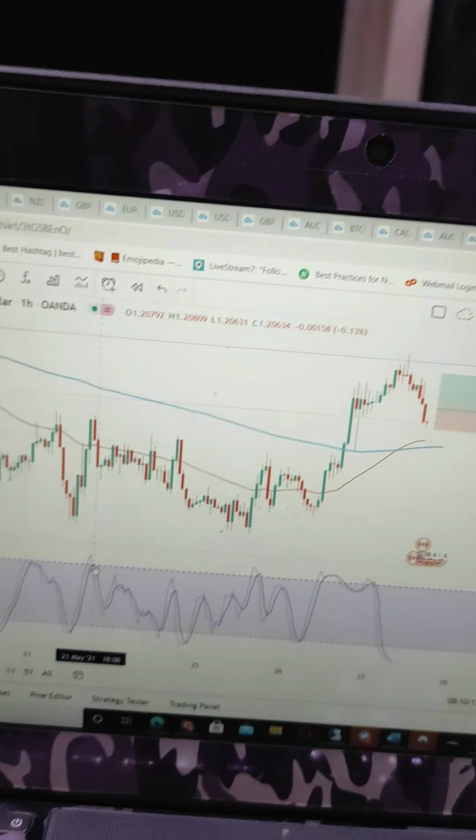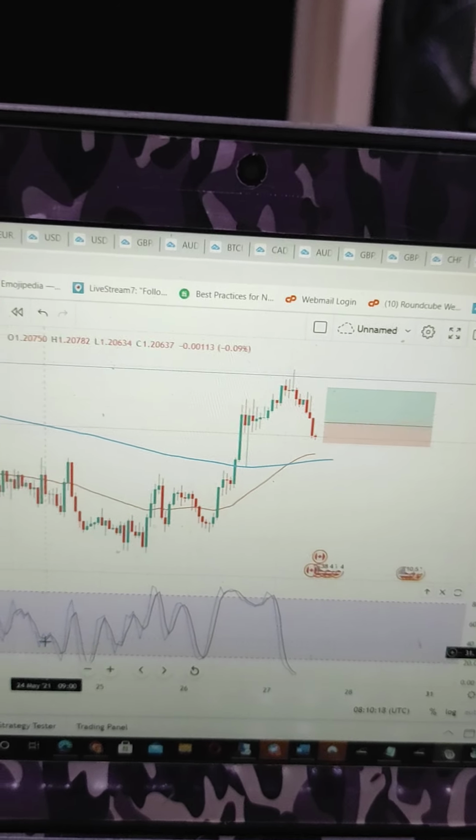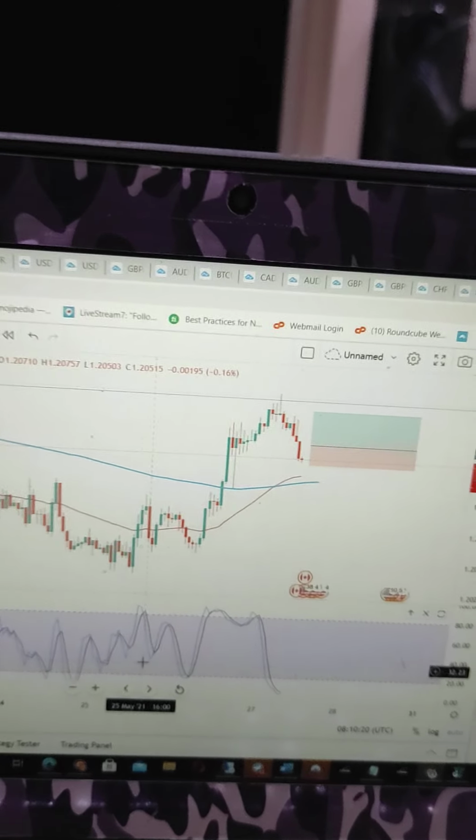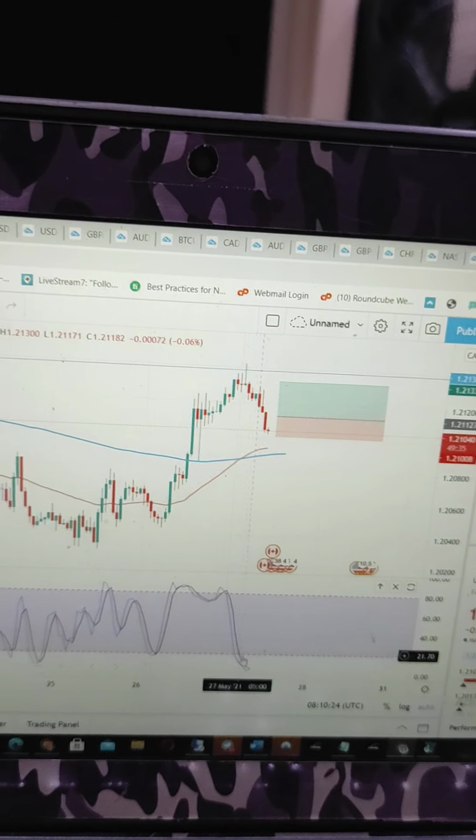So that is just a simple explanation I want to make, and that's what I learned from my first trade with the Stochs strategy. So yeah, I hope it helps.